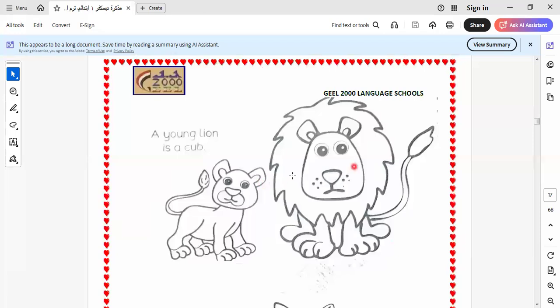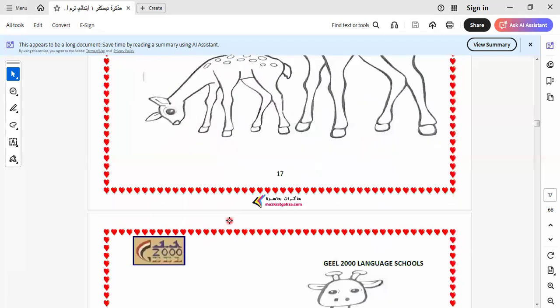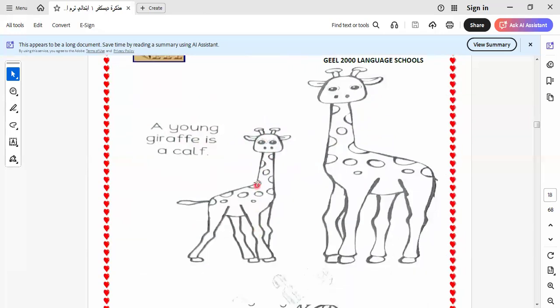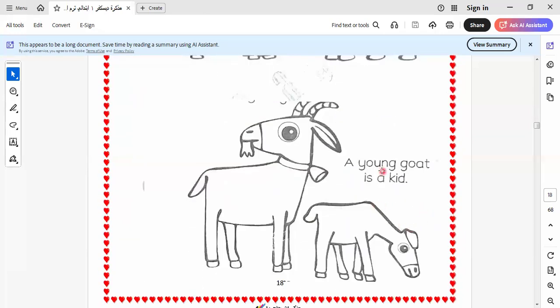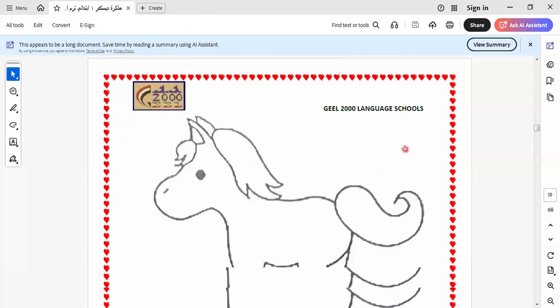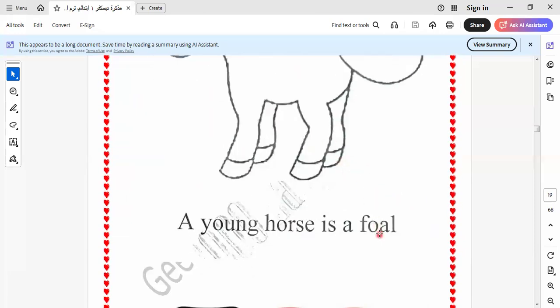Here is lion and cub. Okay. Here is deer and fawn. Here the young giraffe is a calf. Here is a kid of the goat, a young goat is a kid. Here we have a young horse, it is a foal.